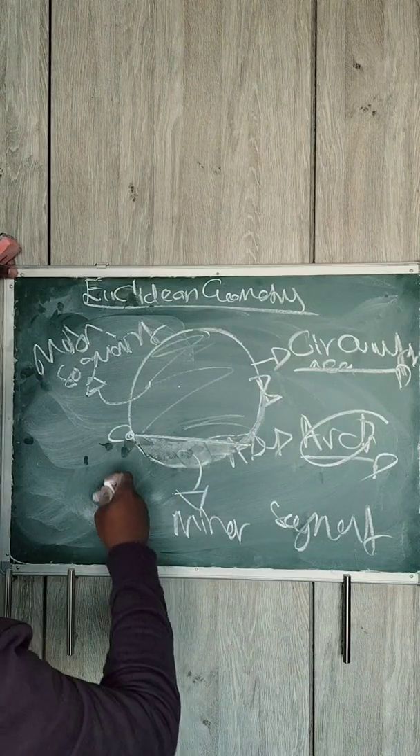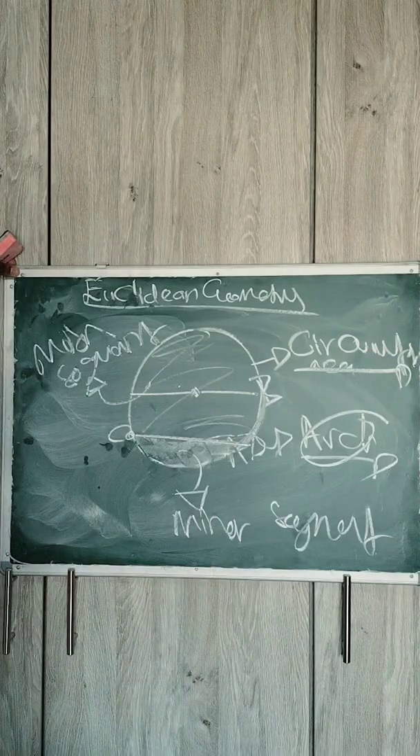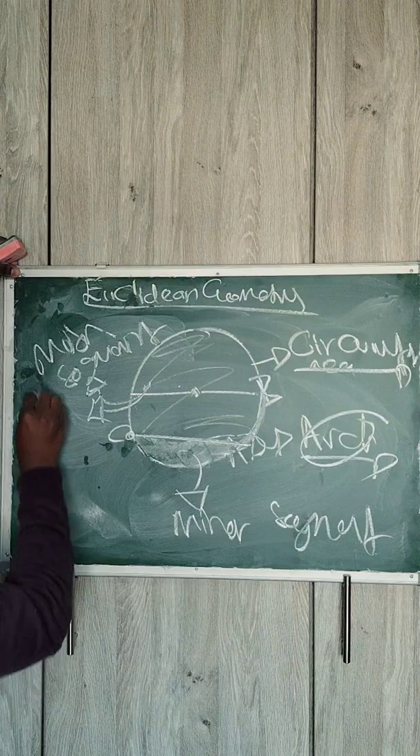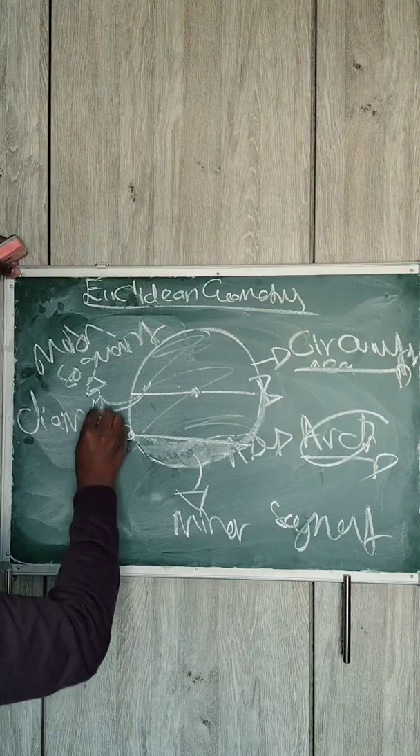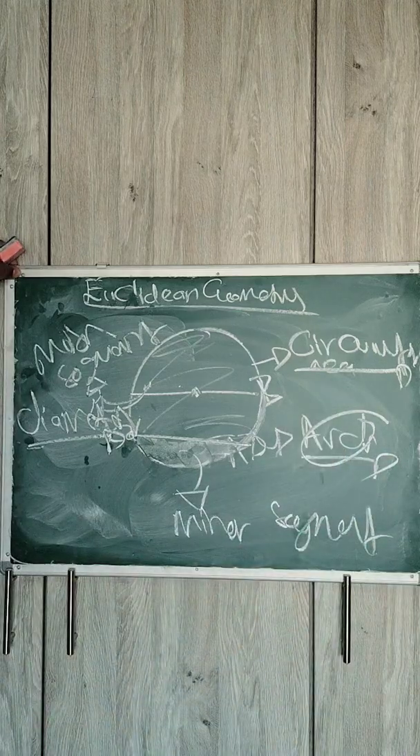There's a special chord that we normally deal with, which goes through the center of the circle. This chord has a technical name: it is called a diameter. What is it called, guys? We call it a diameter, okay? This chord here is referred to as a diameter.